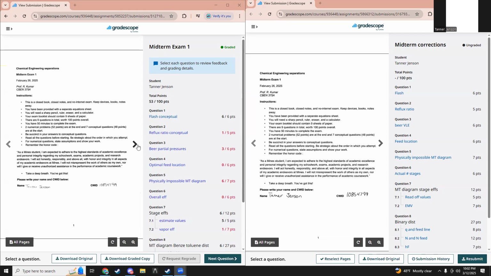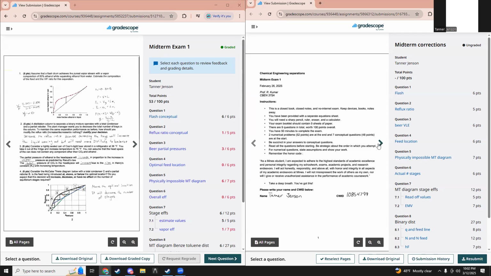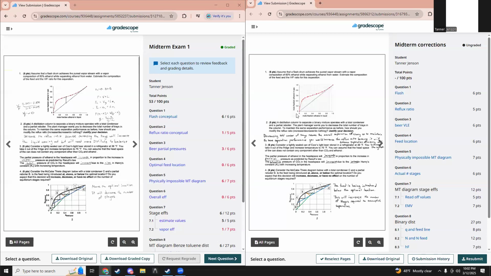and on the right is going to be my corrected midterm. So for question two, which was the first one that I did originally, I didn't really understand the relation between the reflux ratio and the number of trays in response to the separation performance, but decreasing the total number of trays reduces the overall separation efficiency. And so to maintain that, you have to increase the reflux ratio because it'll enhance the separation efficiency and will balance the system so you get the same separation performance.